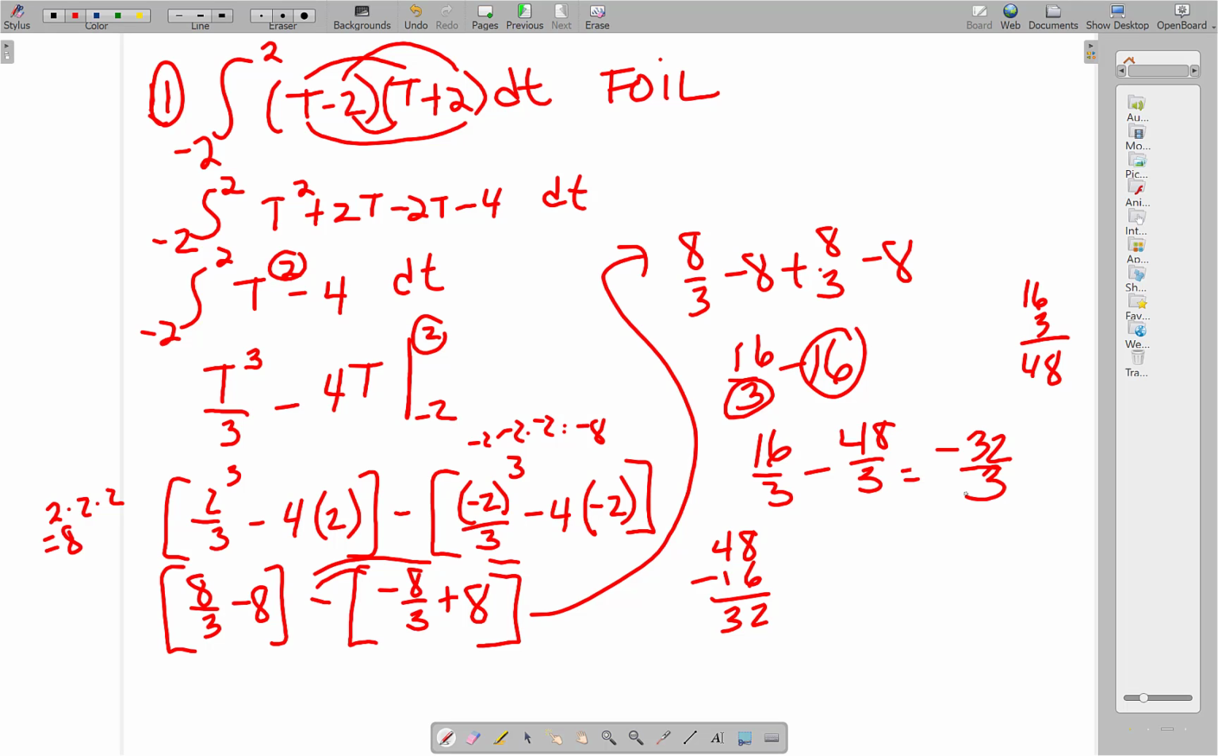And hopefully you followed that in spite of my moving a little slow. Okay, I'm going to stop this video and I'll continue in the next one to make sure we're understanding how to integrate the definite integral.